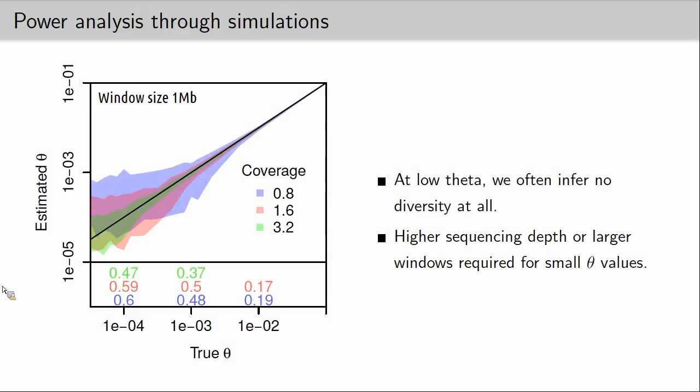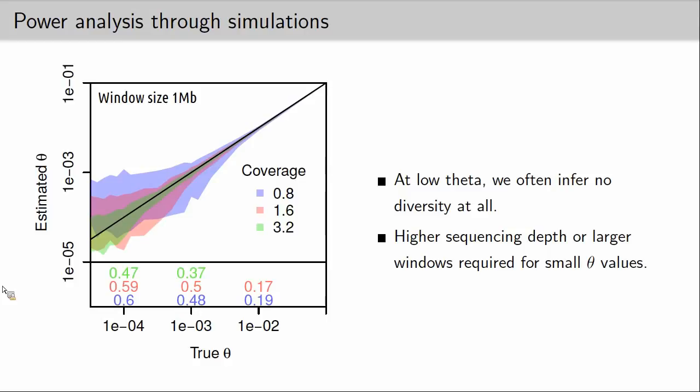Clearly, the performance of this is affected by the actual diversity in the sample. The higher the diversity, so the higher the zeta here, the less data is required for proper inference. I think that makes sense. If in a 1 megabase window you have a single heterozygous site, you need quite a lot of data to confidently see that. However, if every second site is heterozygous, you don't need that much data to realize that there's plenty of diversity in that window.